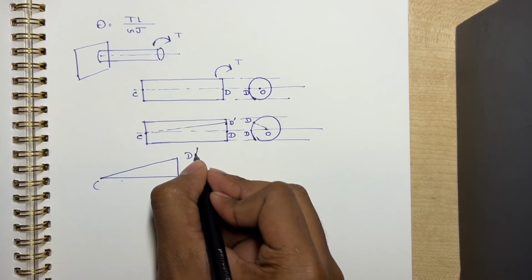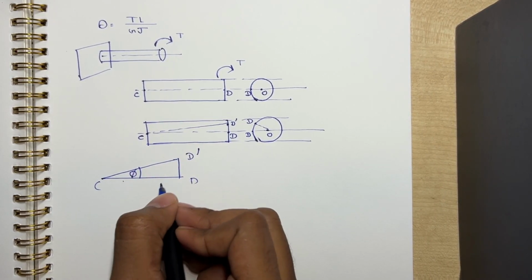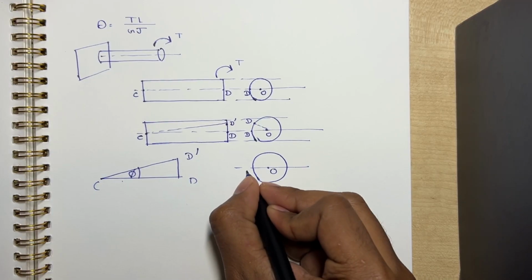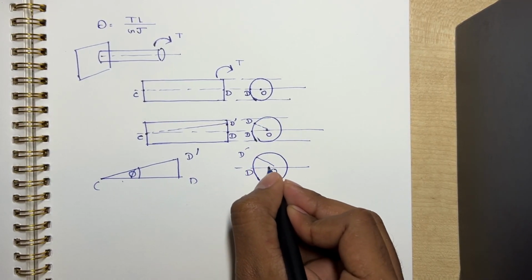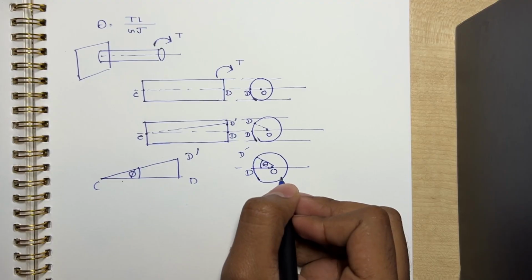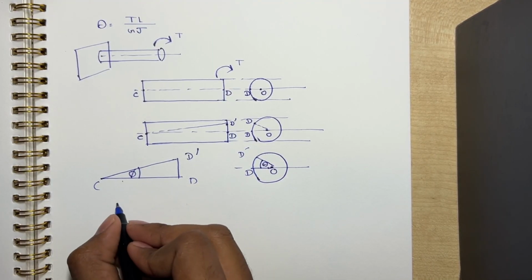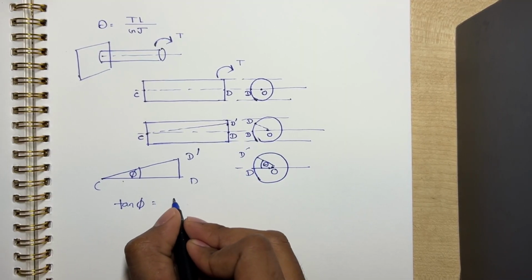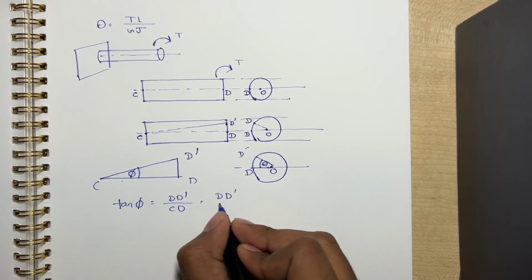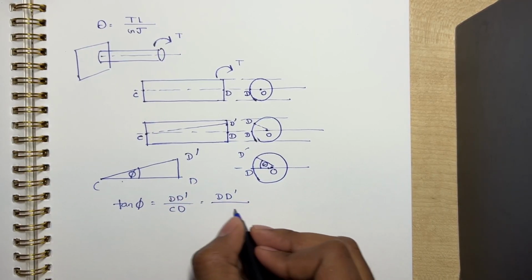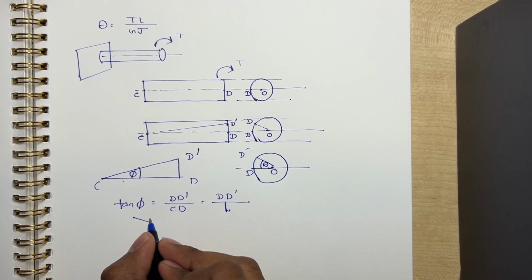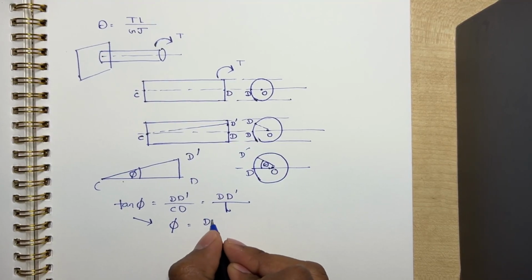C, D, D dash, this is phi, the shear strain, and if we look at it from this direction, it is O, D, D dash. This is theta, which is the angle of twist. Now from this triangle, we can see that tan phi equals DD dash by CD. Now DD dash, we'll write it like this only, and CD is the length of the shaft, which is L. Now for extremely small angles, tan phi would be phi. We can approximate. So phi equals DD dash by L.